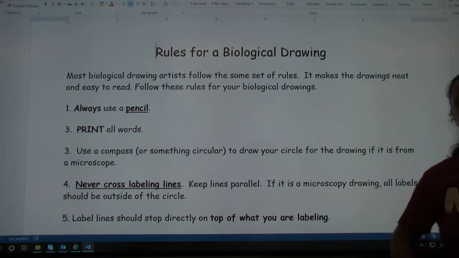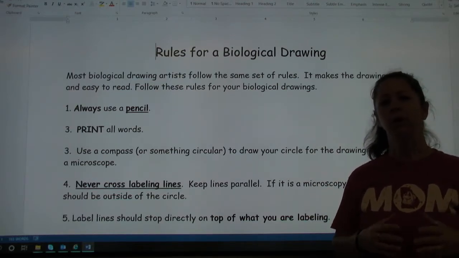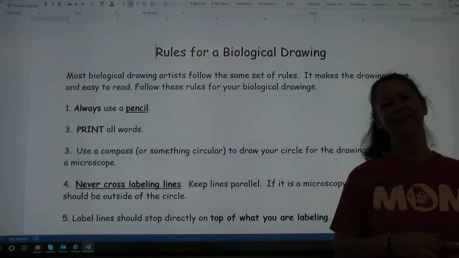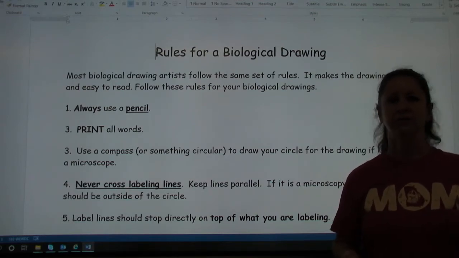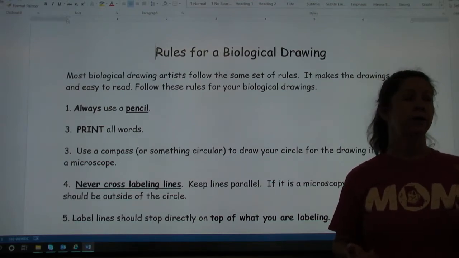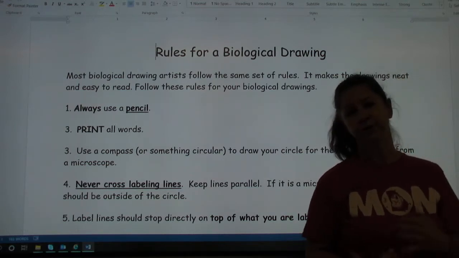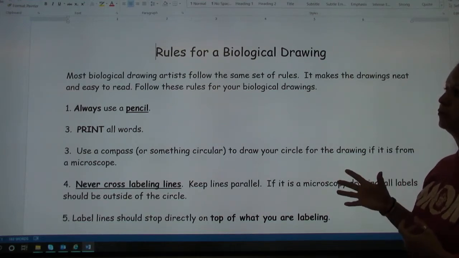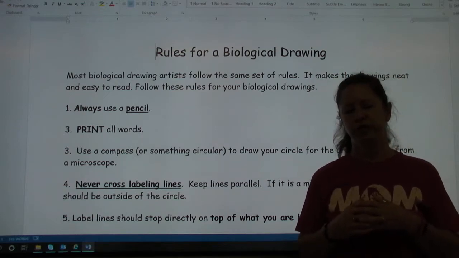So today in class we are going to be going to the lab, and in the lab we are going to be looking through the microscope. We're going to be looking at some different types of cells: protist cells, animal cells, and plant cells. That's what we're going to be looking at. And when we look at those through the microscope, you're going to need to draw what you see.